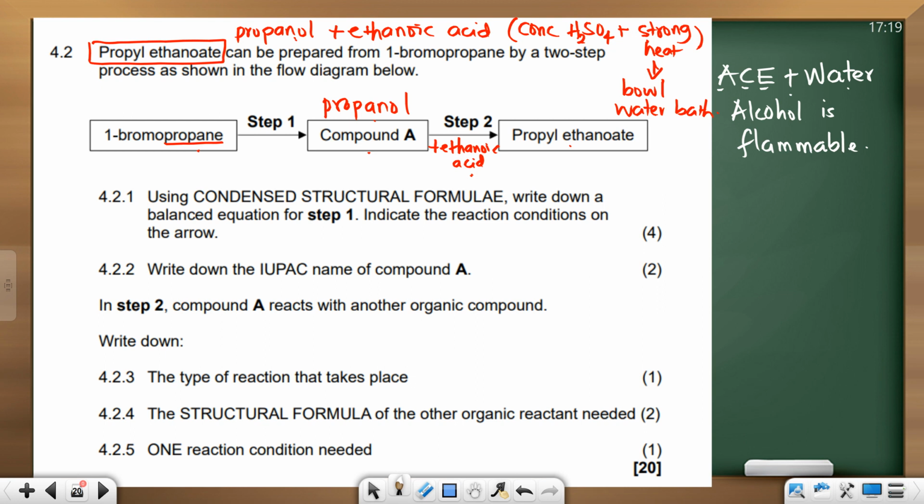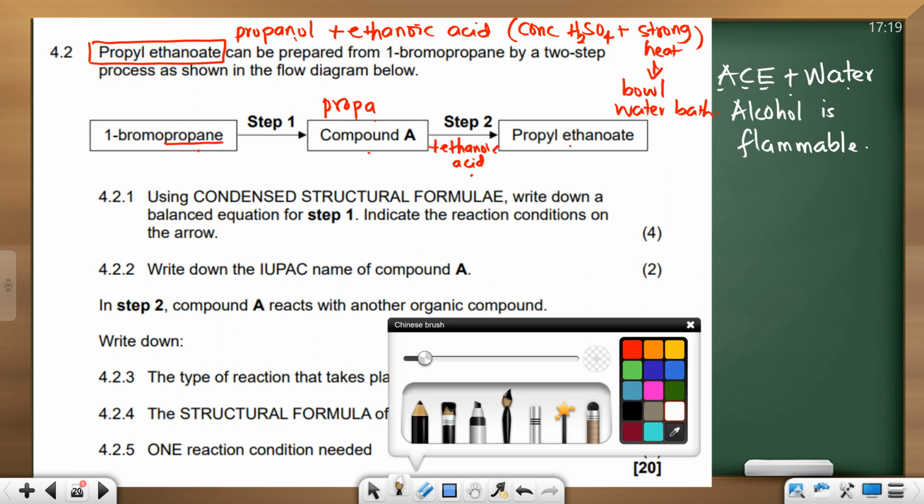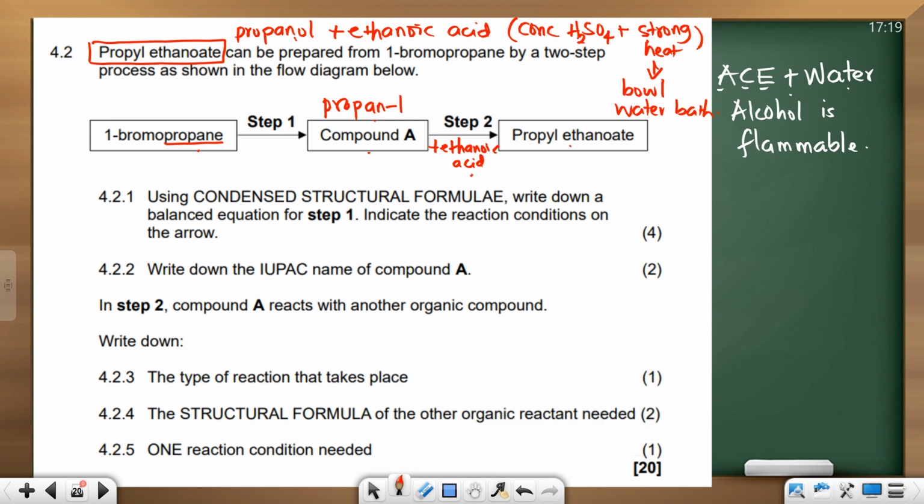So that one is done. Write down the IUPAC name of A. Oh, this one is wrong. It's propan 1-ol. Because it's possible to have propan 2, right? Propan 1-ol. Are we okay? When you are doing esterification, please use primary alcohols. Propan 1, butan 1, anything, just 1, 1, 1. Step 2 takes this. In step 2, compound A, I think we are done with all of this.